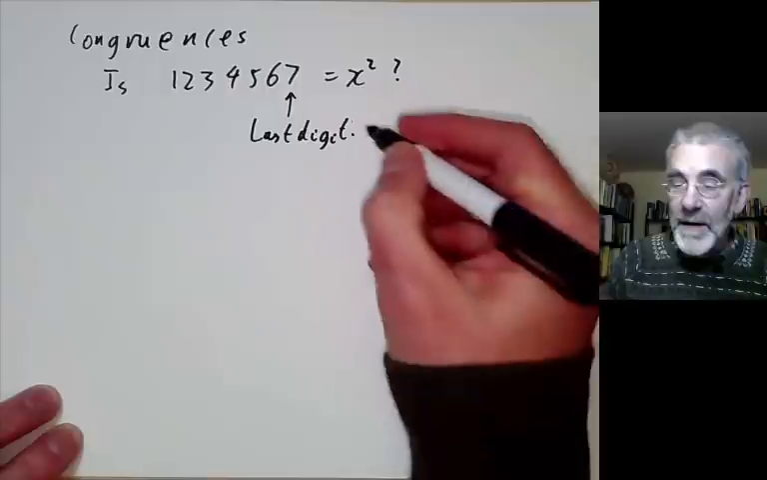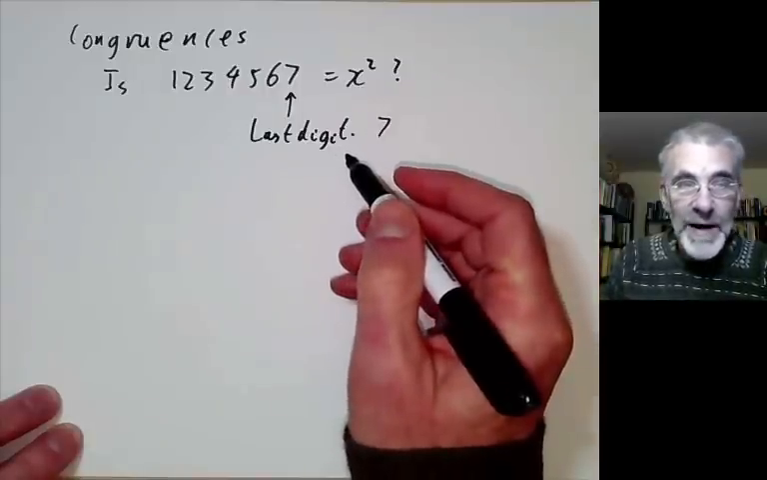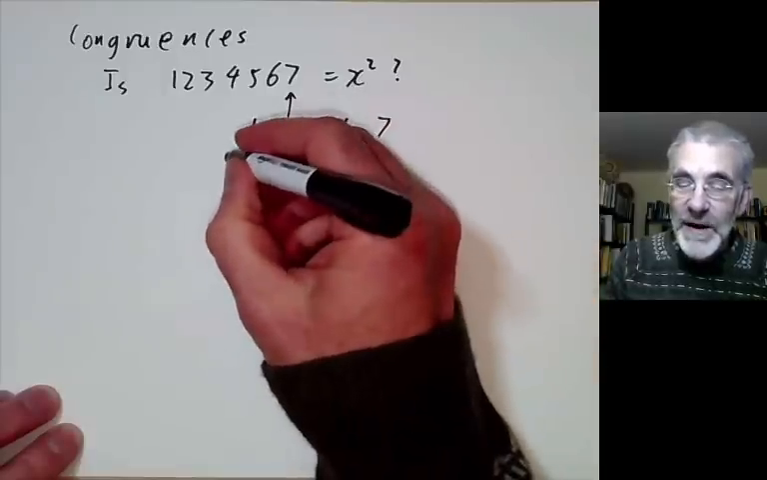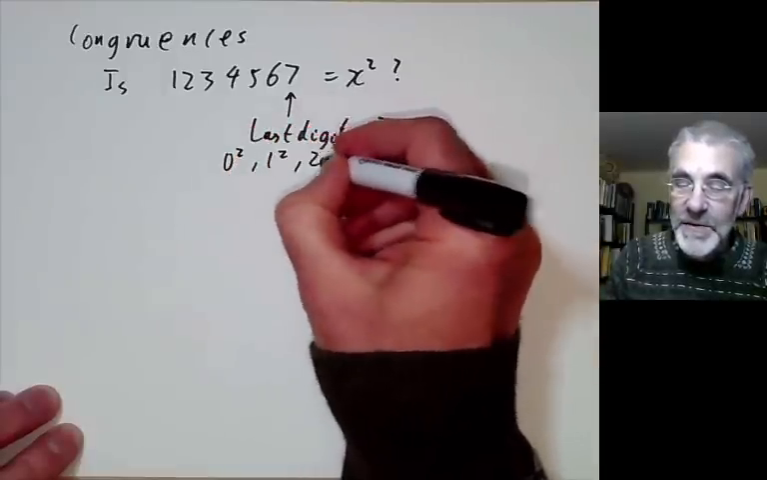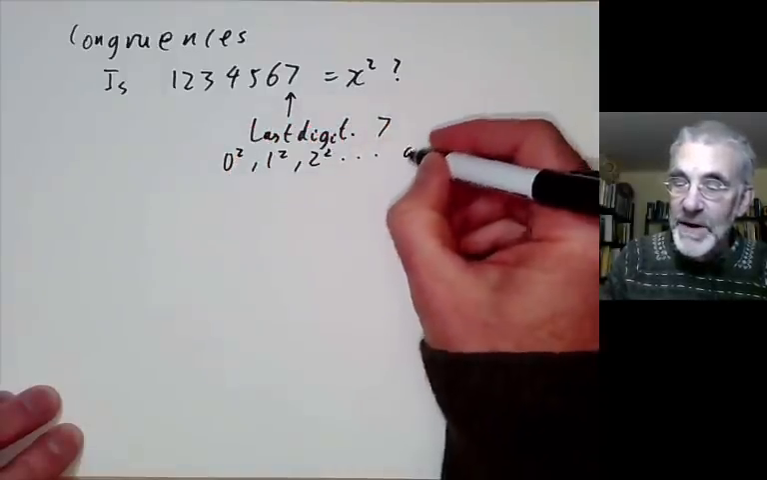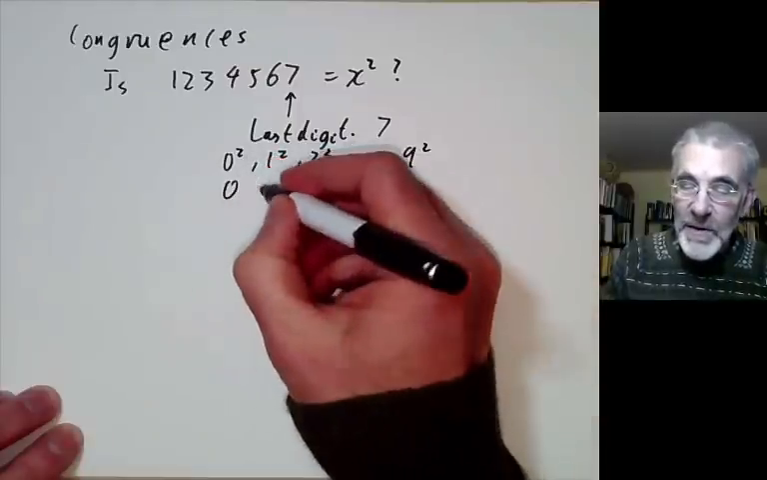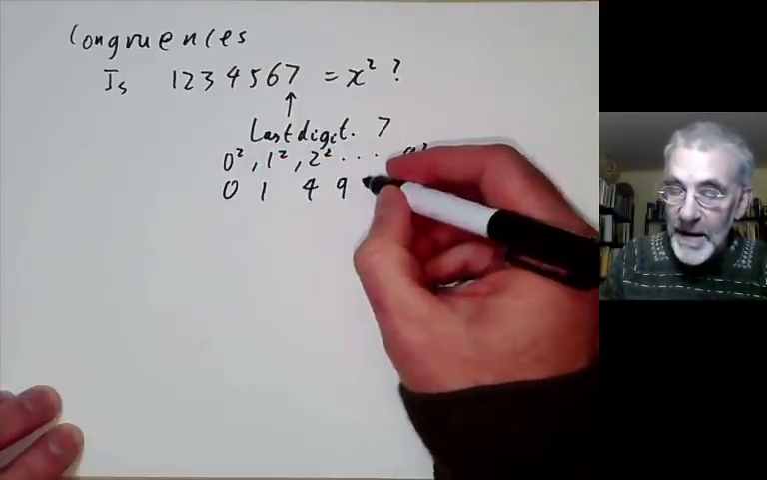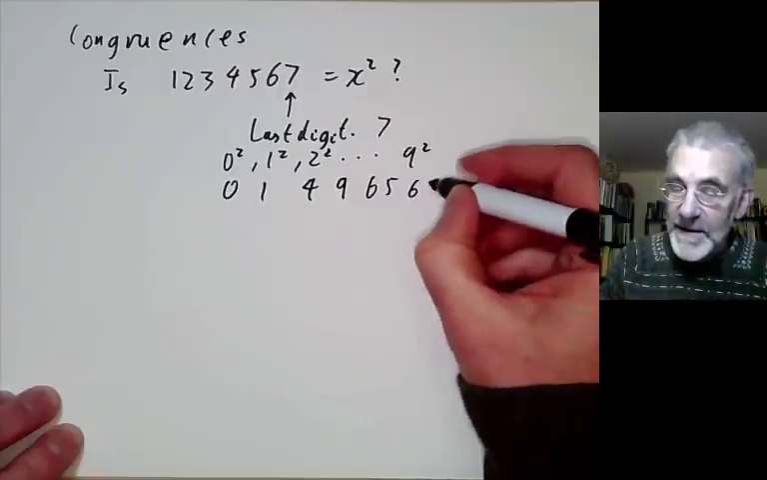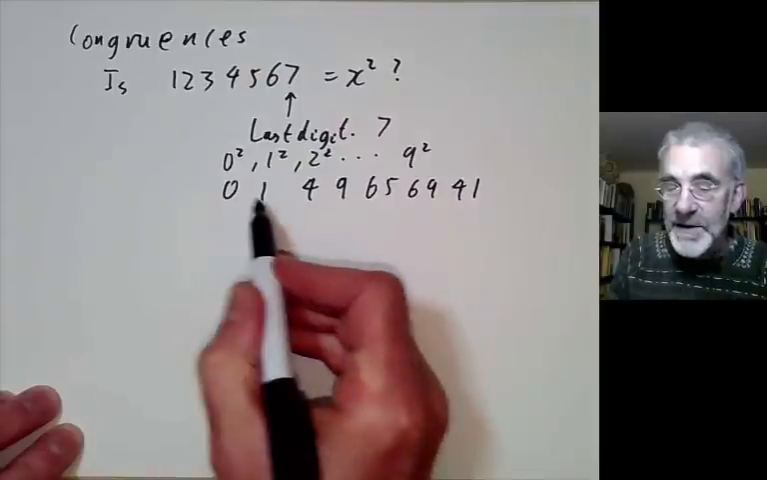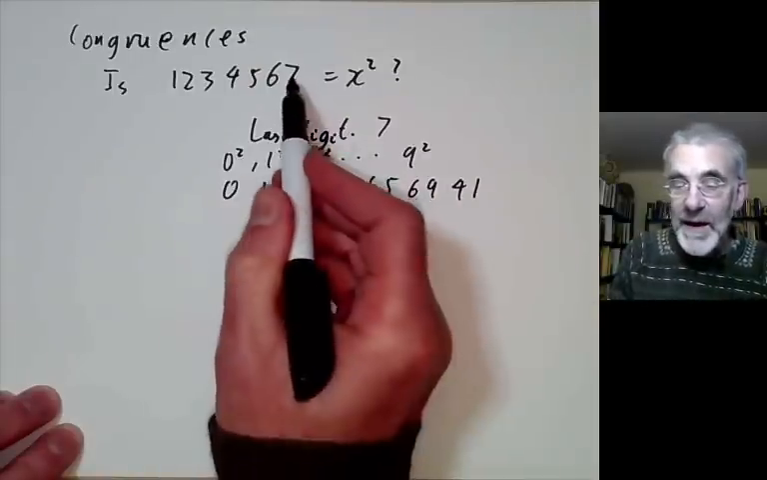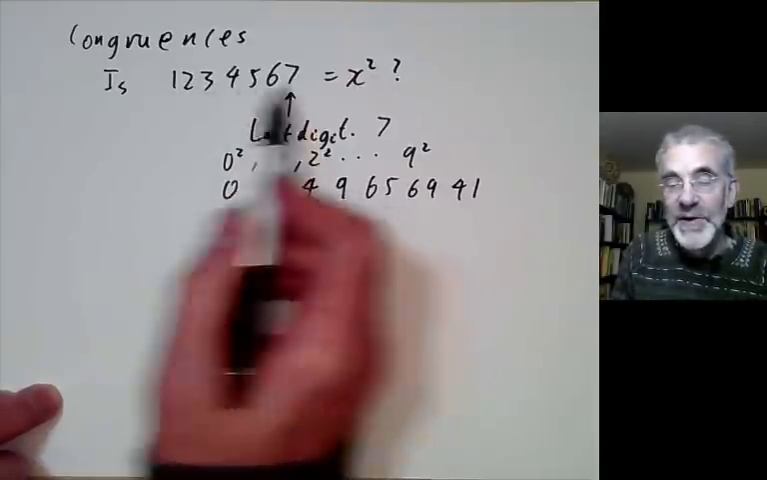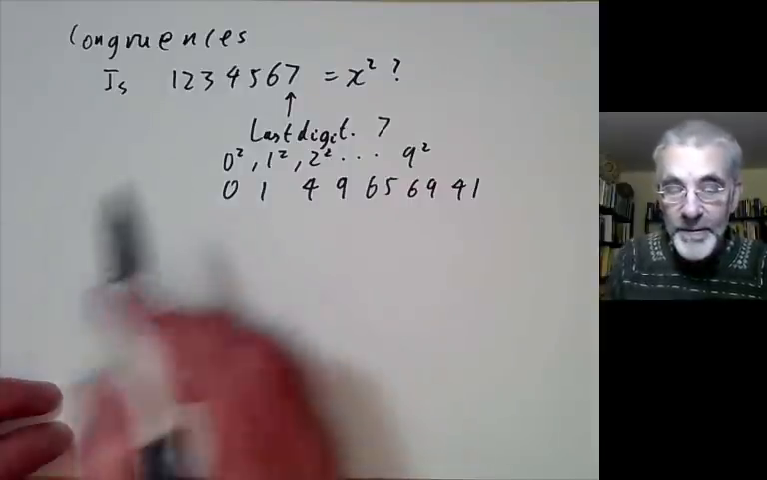If you've got a square number, then the last digit has to be the square of 0 squared, 1 squared, 2 squared, and so on, up to 9 squared, which is 0, 1, 4, 9, 6, 5, 6, 9, 4, 1. So the last digit has to be one of these numbers here. And since 7 doesn't appear, we can immediately see without any real calculation that this number is not a square.